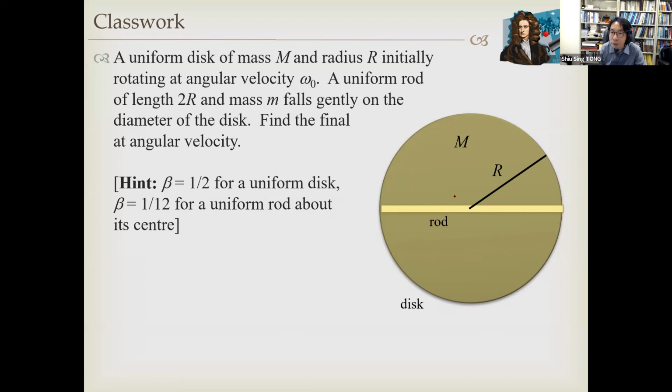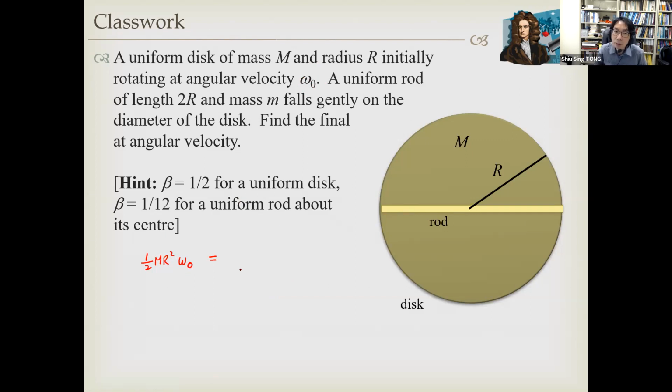What is the moment of inertia of the disk? It is half mr squared. This is the moment of inertia of the disk, and its initial angular velocity is omega naught. So I omega is half mr squared multiplied by omega naught. The rod is not rotating initially, so it doesn't have any angular momentum initially.